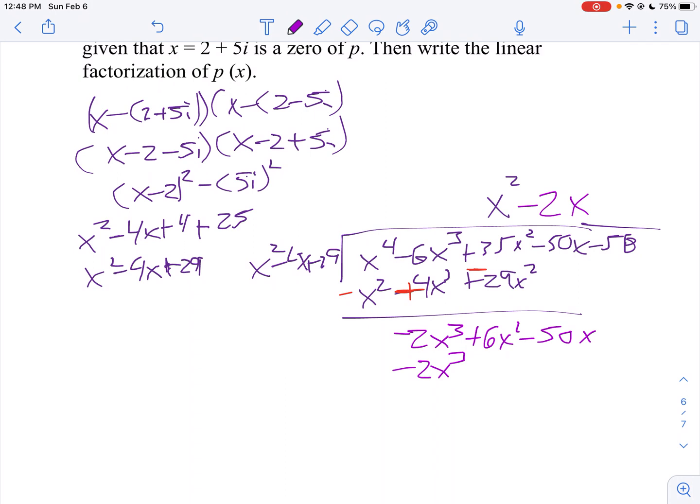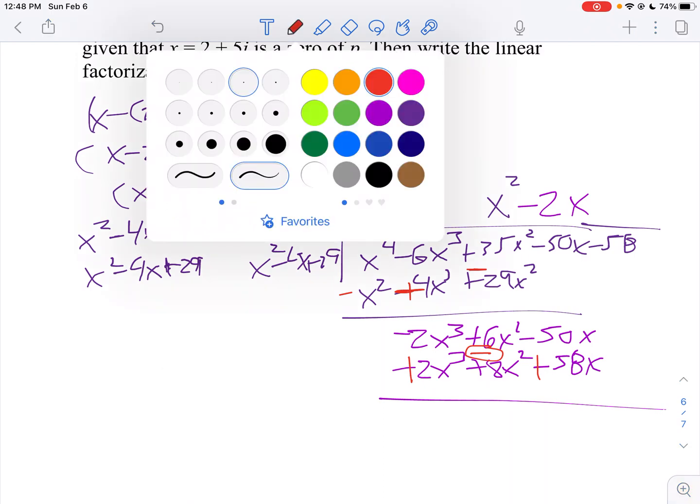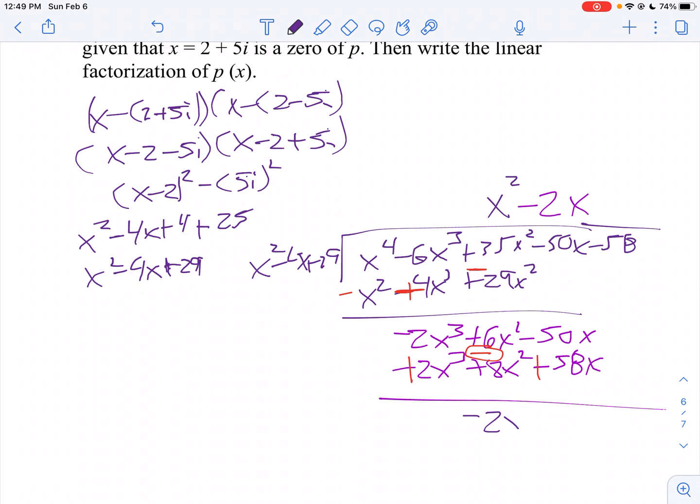And then negative 2 times negative 4 is positive 8x squared. And then 29 times negative 2 will give me negative 58x. Change all my signs. So 6 minus 8 is negative 2x squared. And then negative 50 plus 58 is a positive 8x. Bring down the negative 58.